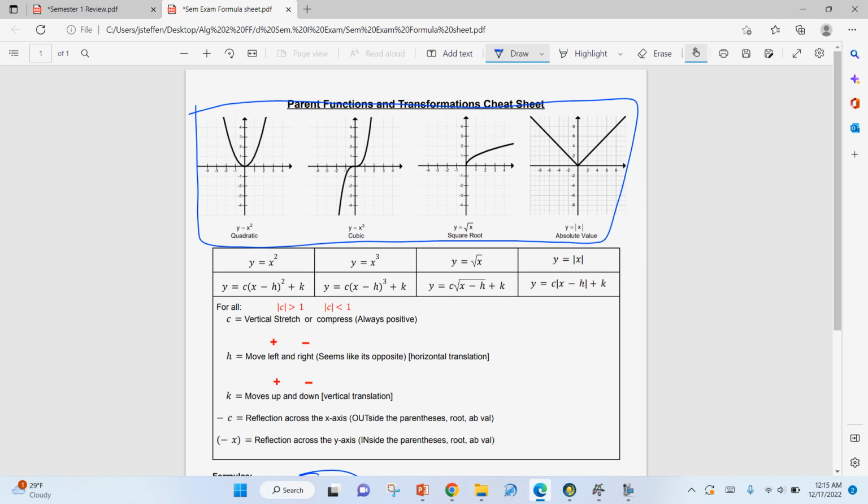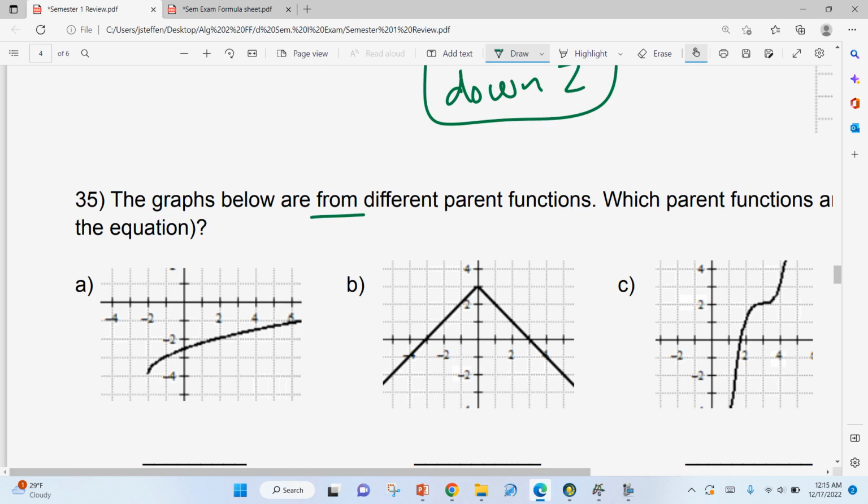If it's shaped like a U, it's a quadratic, and it's x squared. If it's shaped this way, it's a cubic, x to the third. Square root. It's a V shape, it's an absolute value. So use that on your test. Again, I'm giving that to you for the final. Don't miss those.